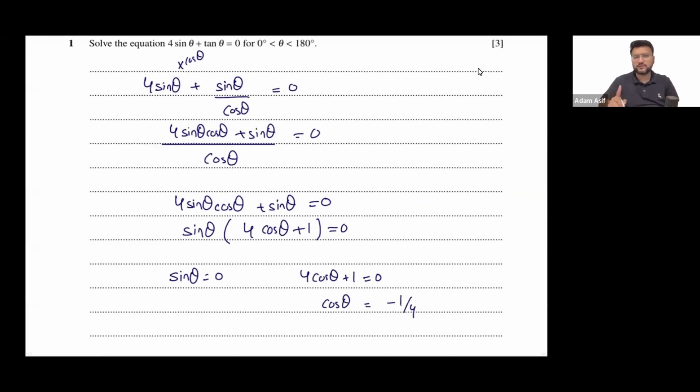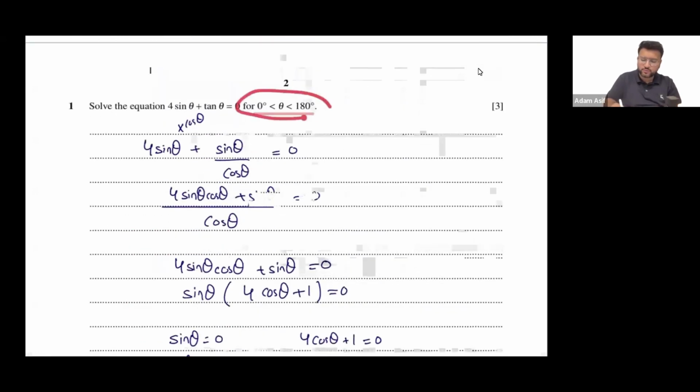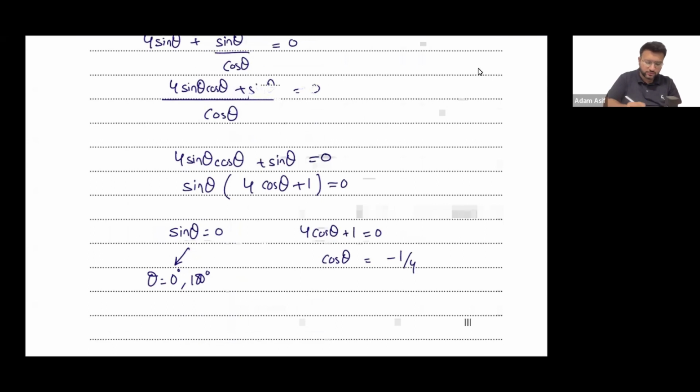Keep this in mind that the value of theta has to be between 0 and 180 degrees. So if you find the angle from here, the basic angle is going to be 0 and theta is going to be 0 and 180 degrees. But these values do not fall within the range of theta, so you can ignore them. They won't be part of your solution.